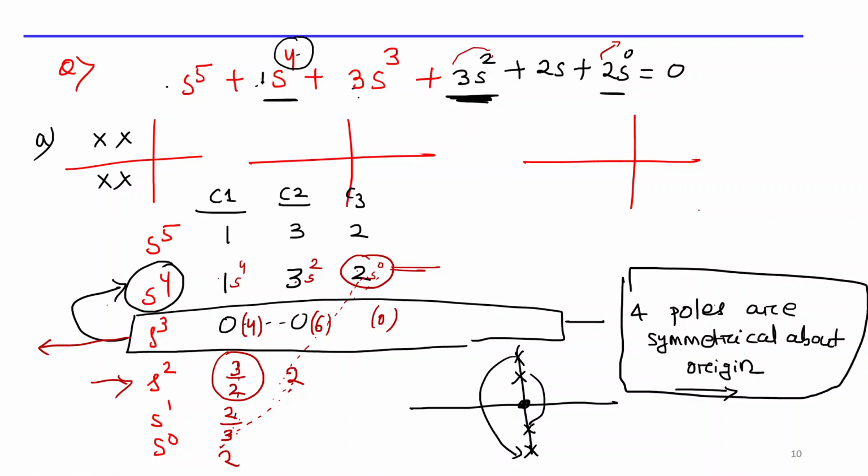Because you cannot place poles on the left and right, since there is no right hand side pole. So you cannot place any poles on the left hand side to make it symmetrical. So only one option is left: all the four should be aligned on the imaginary axis, right?